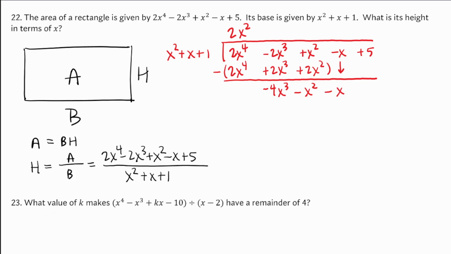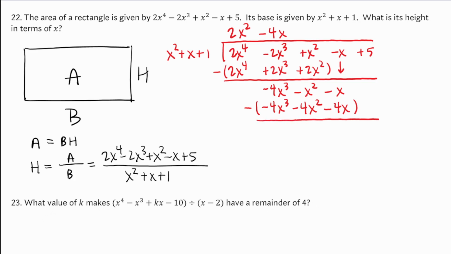Now I'm thinking to myself, what do I multiply x squared by to get negative 4x to the 3? Definitely a negative 4, and 1 additional power of x. So when I multiply negative 4x by this whole thing here, negative 4x times x squared is negative 4x to the 3. Negative 4x times positive x would be negative 4x to the 2. And negative 4x times positive 1 would be negative 4x. Subtract all of this.